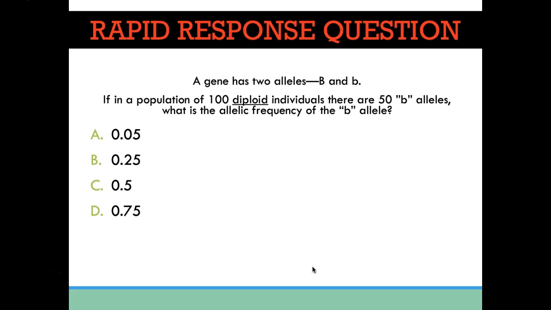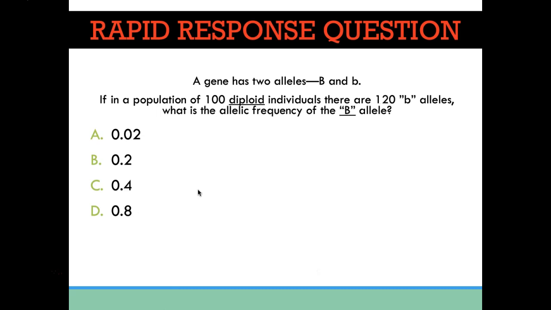So to figure this out, you would take 50 divided by 200, right? There are 50 little b alleles, but there are 200 alleles total. So the answer is B, 0.25. So now see if you can answer this one. So pause here.